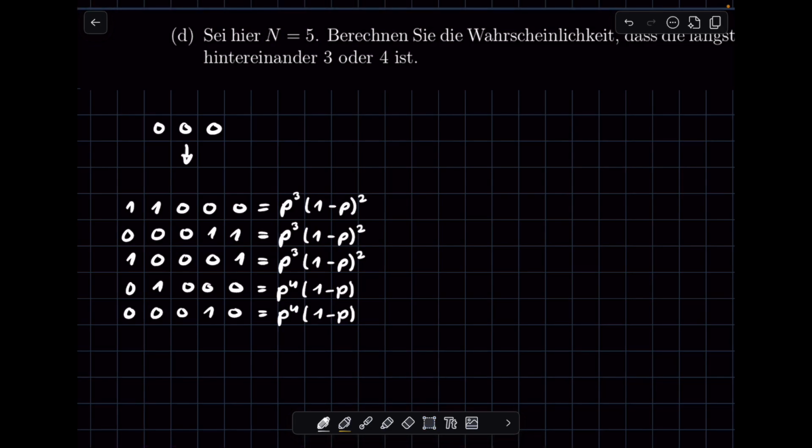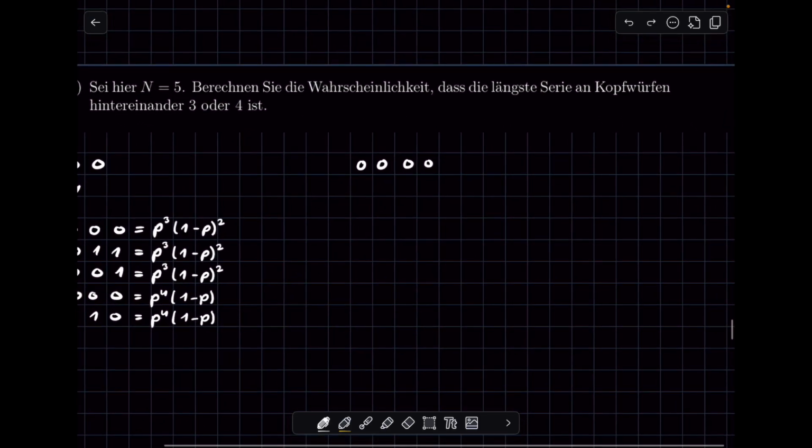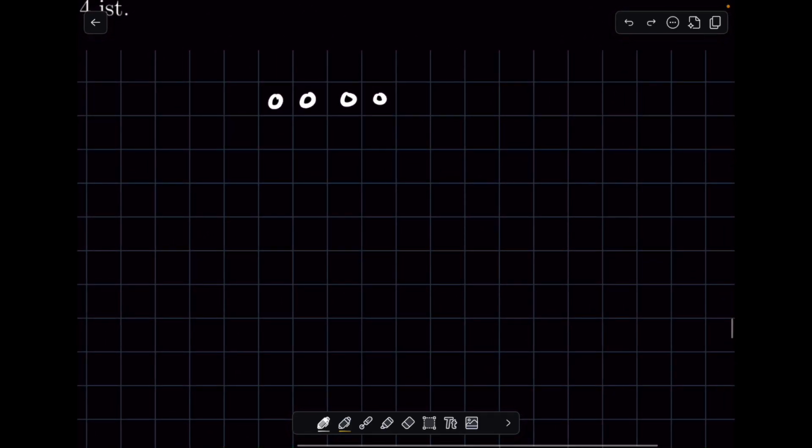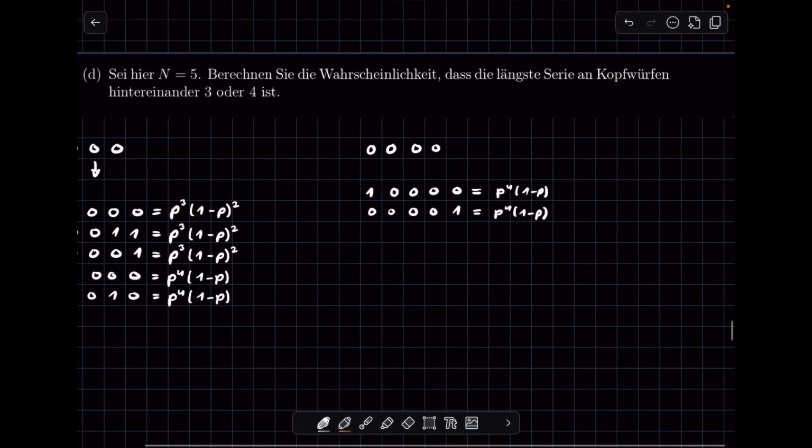Now, whenever we have 4 heads one after another, let's see what happens, right? We can have first the tails and 4 heads. Then maybe the 4 heads come first. And yeah, that's all the combinations we have. Therefore, we get p to the 4, 1 minus p, p to the 4, 1 minus p.